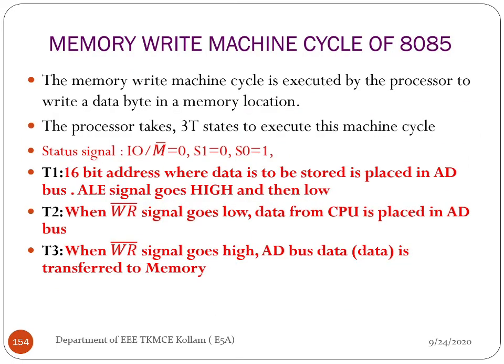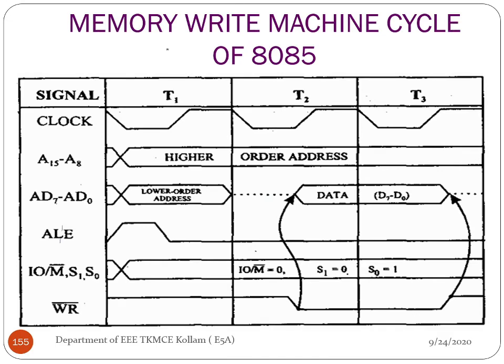Next is the memory write machine cycle of 8085. What is memory write? Here the data is available inside the MPU, and we need to transfer it into the memory location specified in the instruction. The memory write machine cycle is executed by the processor to write a data byte in a memory location. In order to complete this process, again it will take 3 T states, and please note this status signal. This is the memory write machine cycle of 8085.